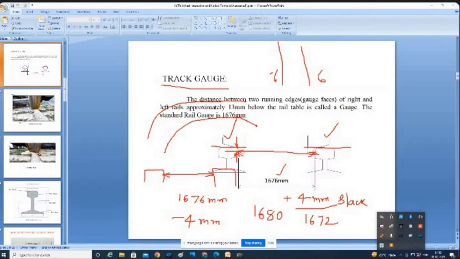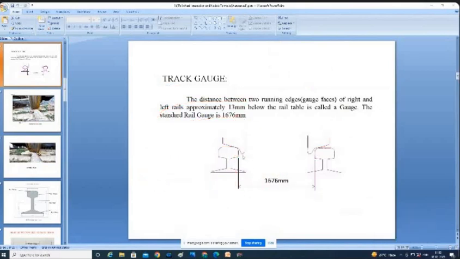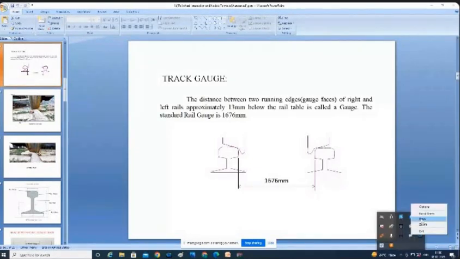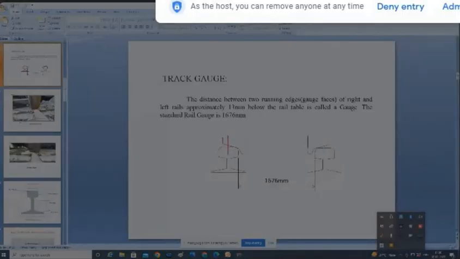This and all we'll see later. First you have to understand that track gauge is equal to 1676, and where it is to be measured, that also you have to understand. It is 13 mm below the top of this rail and 13 mm below the top of this rail, if you join them. Some people may be confused that it is from the center of this rail to the center of this rail. That is not correct.